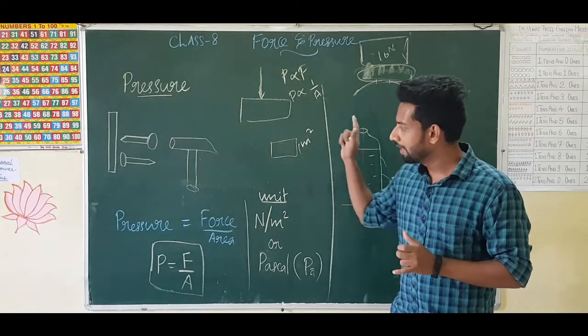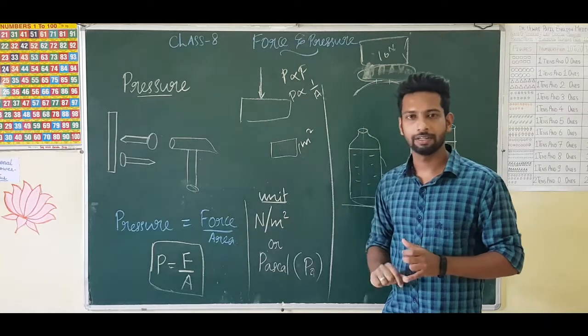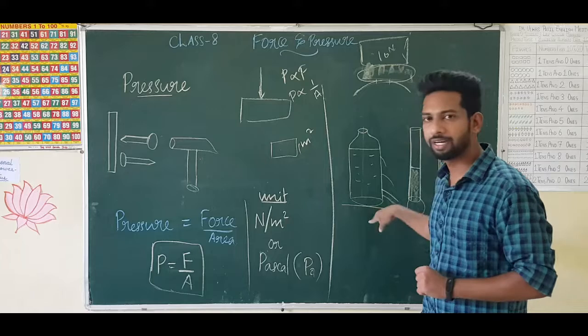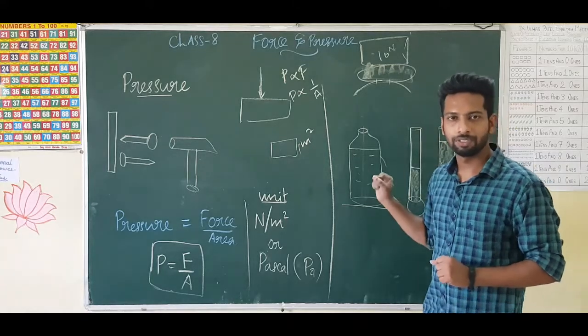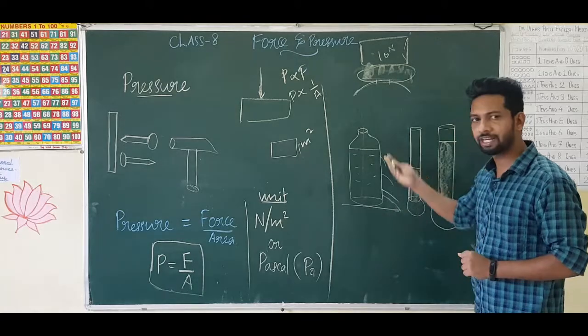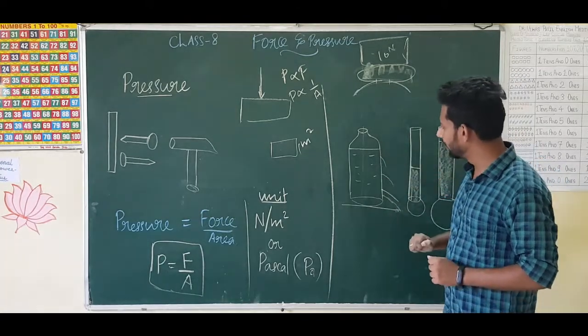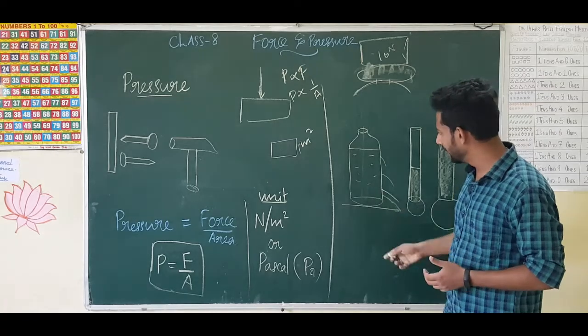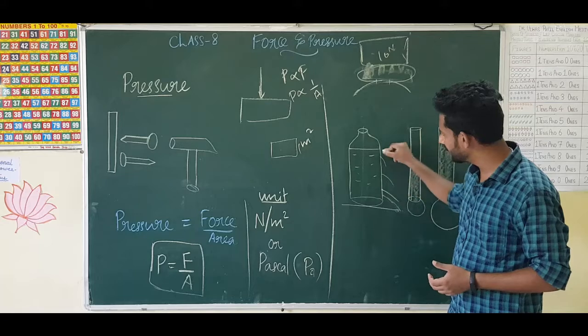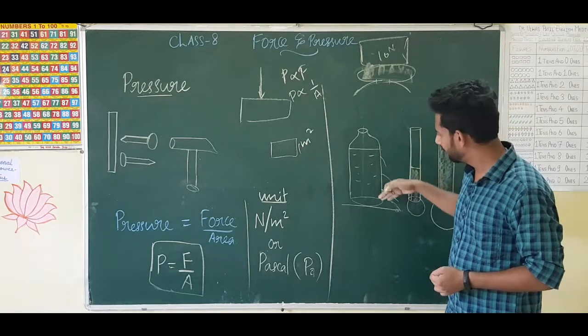So first we have defined the pressure, then the equation and unit, and three cases. Then after that you have to study that liquids exert pressure on the walls of the container. This is one activity in your textbook. Another activity: take a transparent plastic bottle and fill it up with this much water, then make some holes from the bottom side to this side, from the top to the next side.